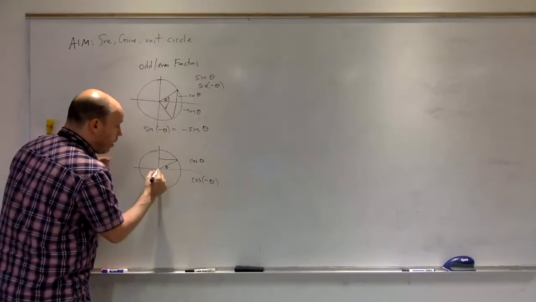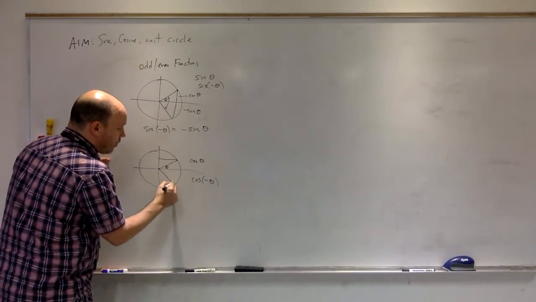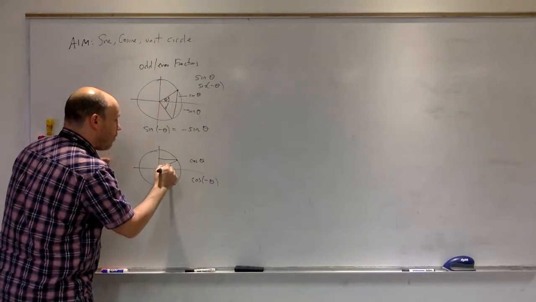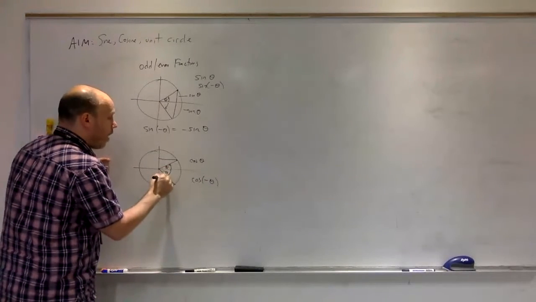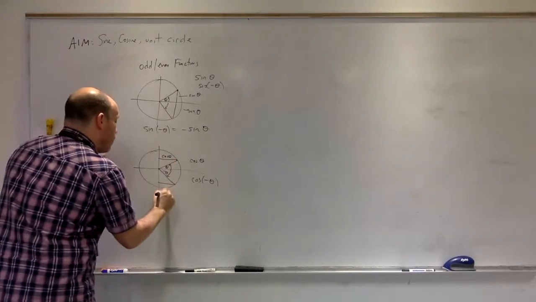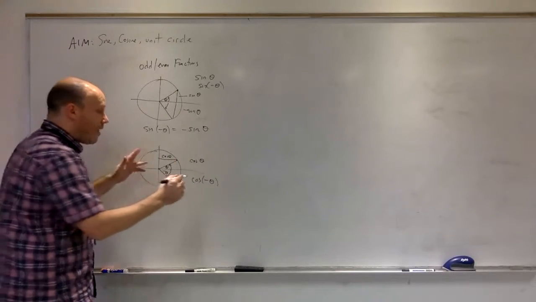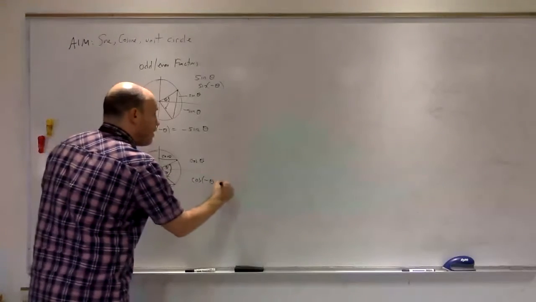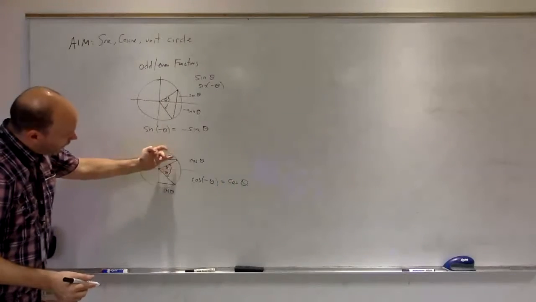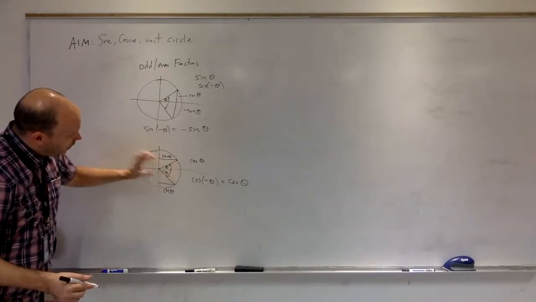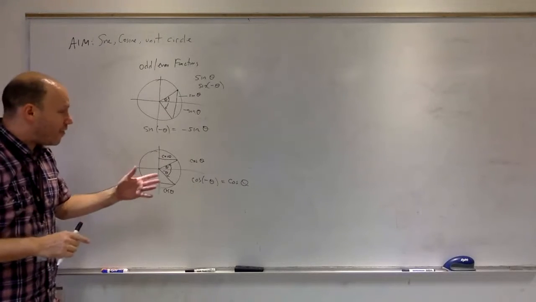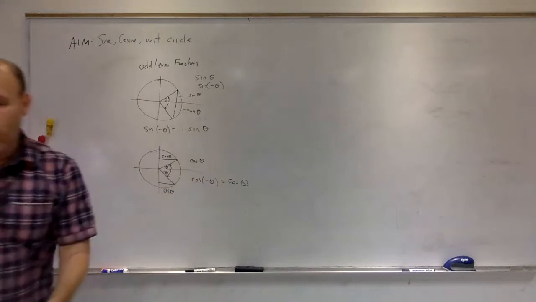Well, same idea. It's like a reflection, it's still the same distance. So this is negative theta, clockwise rotation, versus counterclockwise rotation. This is cosine theta, this is also cosine theta, hence the cosine of negative theta is equal to cosine of theta. We see here when we reflect the angle, the x value, the distance away from the y-axis, does not change, hence cosine is an even function.